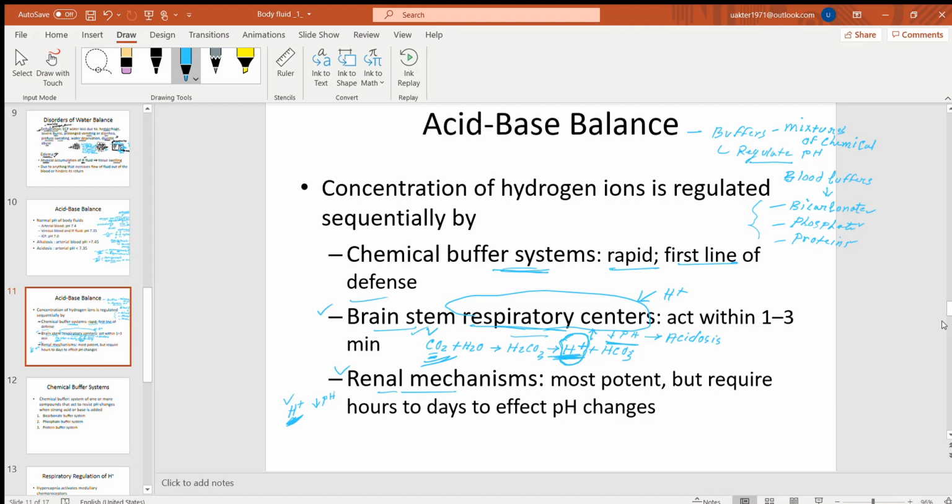Now, chemical buffers: bicarbonate, phosphate, proteins. Let me quickly explain how a chemical buffer works. I told you a chemical buffer is a mixture of chemicals, right? So, for example, the bicarbonate buffer is a mixture of H2CO3, carbonic acid, and HCO3, bicarbonate. Okay, so this is the bicarbonate buffer.